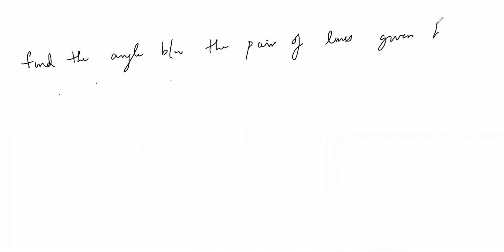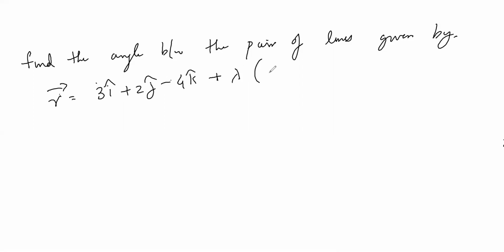Find the angle between the pair of lines given by r vector is equal to 3i plus 2j minus 4k plus lambda into i cap plus 2j cap plus 2k cap.